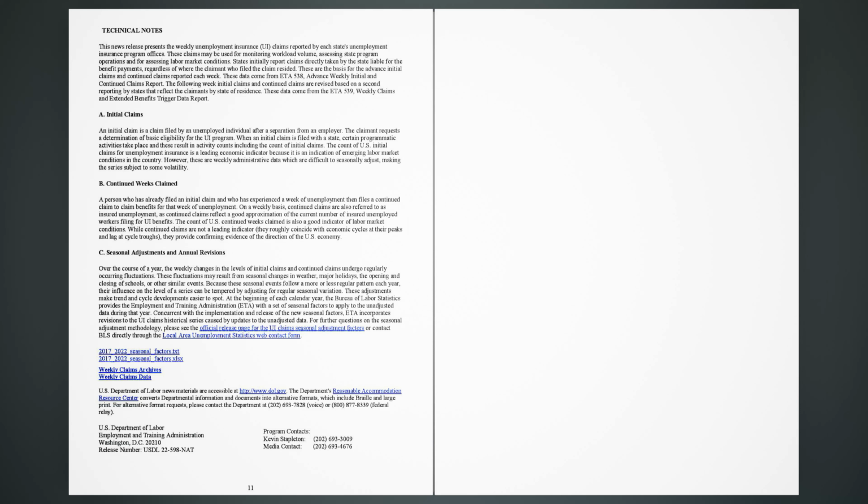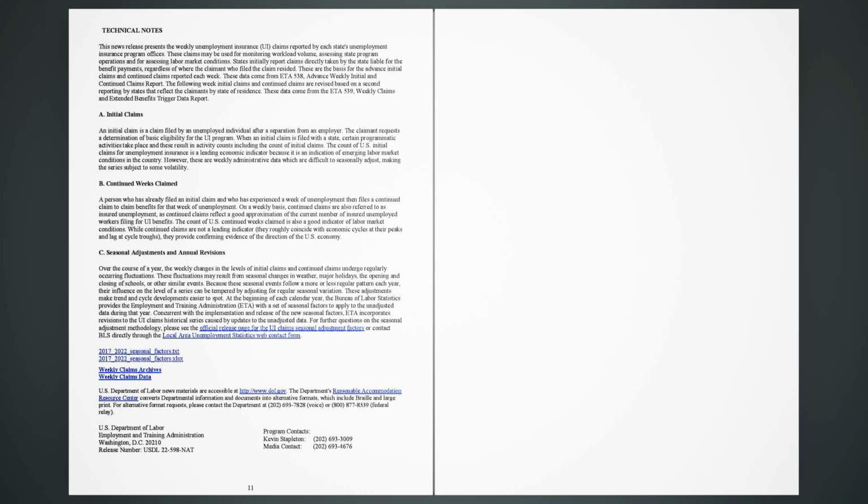B. Continued weeks claimed. A person who has already filed an initial claim and who has experienced a week of unemployment then files a continued claim to claim benefits for that week of unemployment. On a weekly basis, continued claims are also referred to as insured unemployment, as continued claims reflect a good approximation of the current number of insured unemployed workers filing for UI benefits. The count of U.S. continued weeks claimed is also a good indicator of labor market conditions. While continued claims are not a leading indicator, they roughly coincide with economic cycles at their peaks and lag at cycle troughs. They provide confirming evidence of the direction of the U.S. economy.